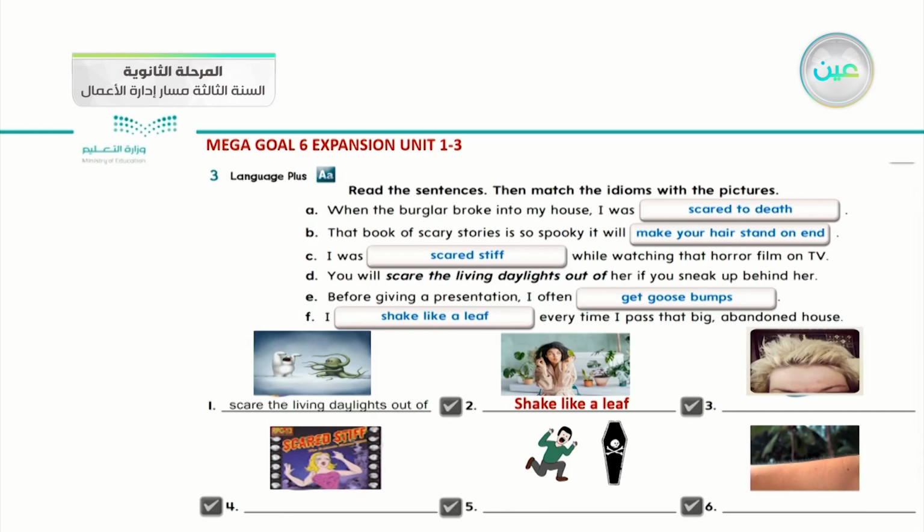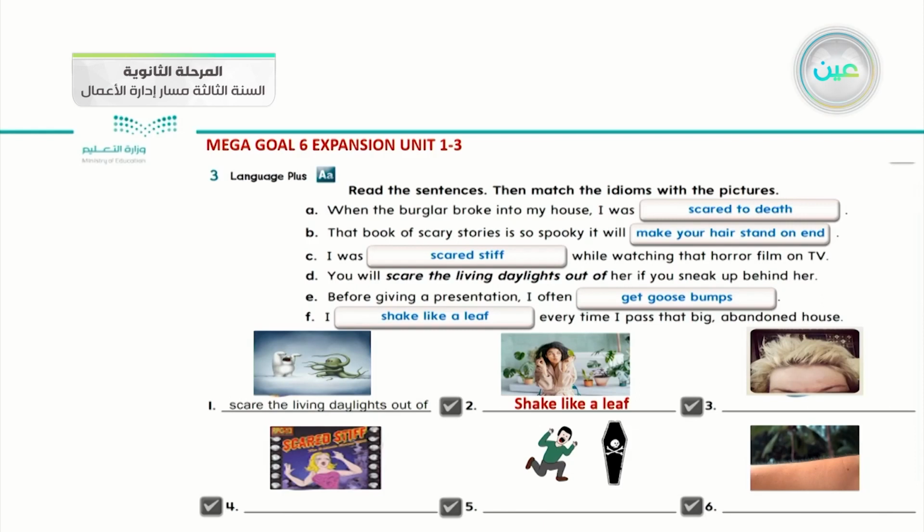I was scared stiff while watching that horror film on TV. What do you think, does scared stiff belong to that picture? I think number 4 is the suitable one for it. And let me transfer to letter D.